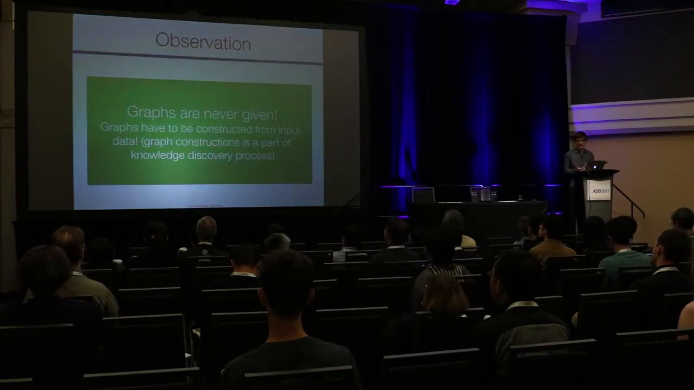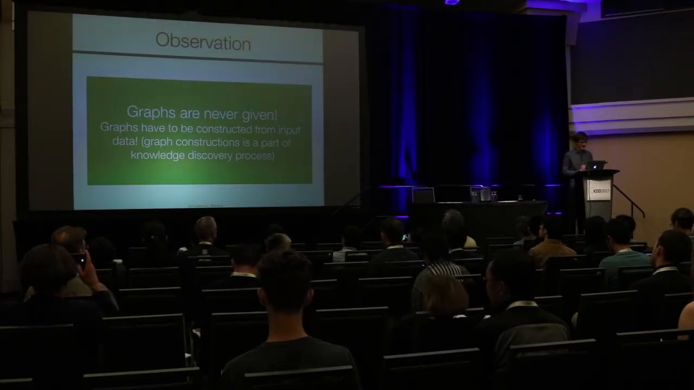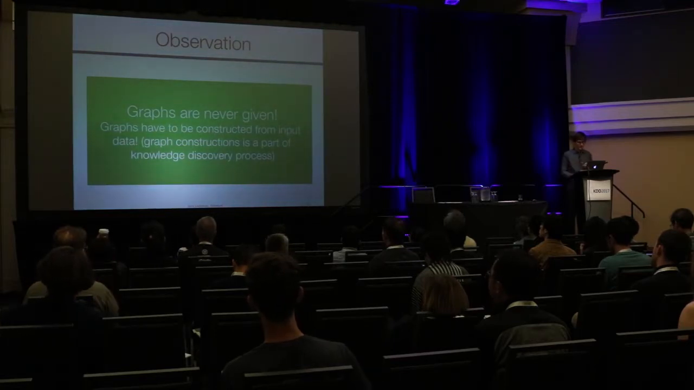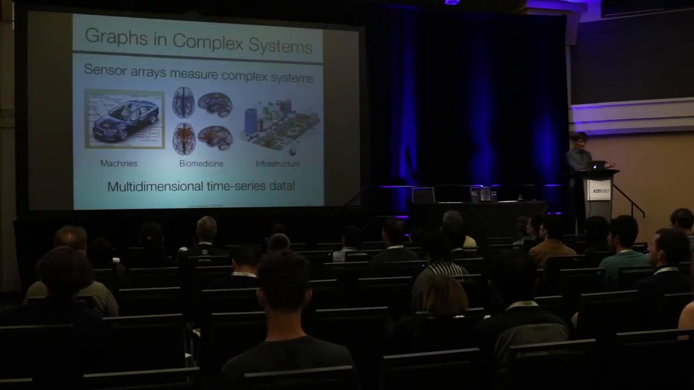In some sense, graph generation or graph building is part of the knowledge discovery process. So you need to be able to identify what are the relationships, what are the entities, and then build networks. And the way we started this project was actually to go to a very different domain and start asking, okay, how could you extract graph structure from data?